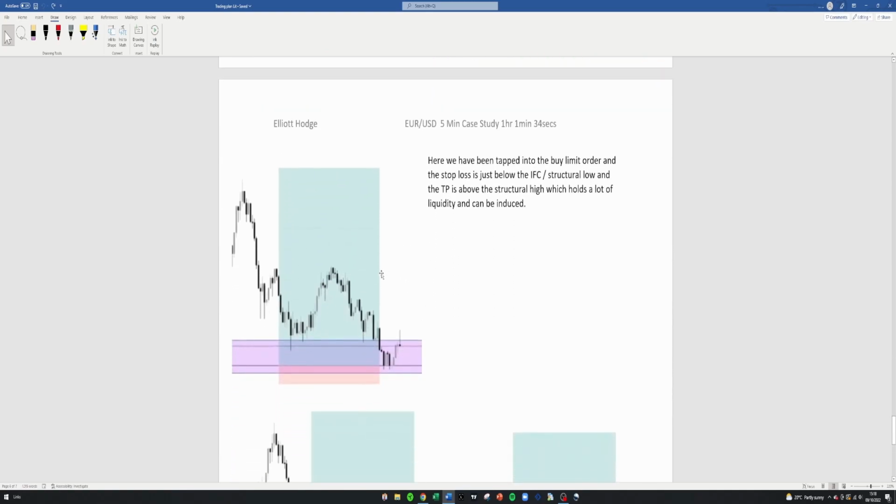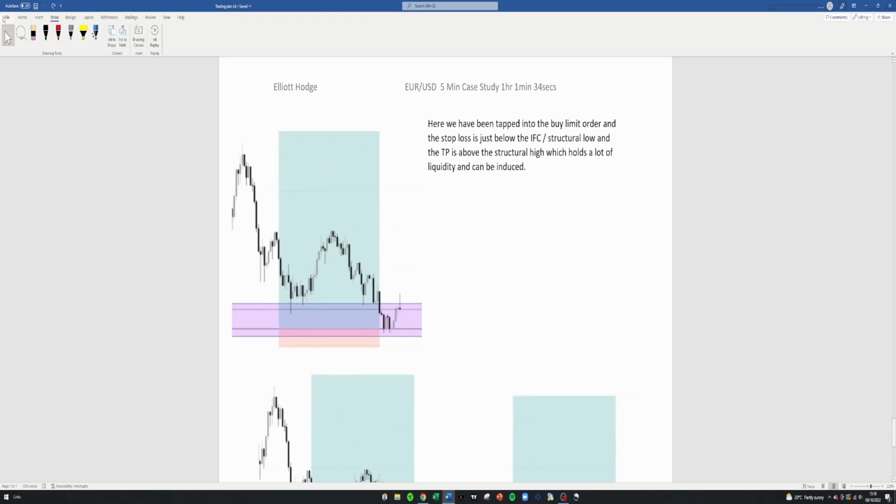So here we've been tapped into the buy limit order, and the stop loss is just below the institutionally funded low, and the TP is above the structural high, which holds a lot of buy side liquidity and can be induced. So this is our buy side liquidity, and our TP is obviously just above. Remember, we had our equal lows here, which price has claimed. The buy order was here, and we've been tapped in.